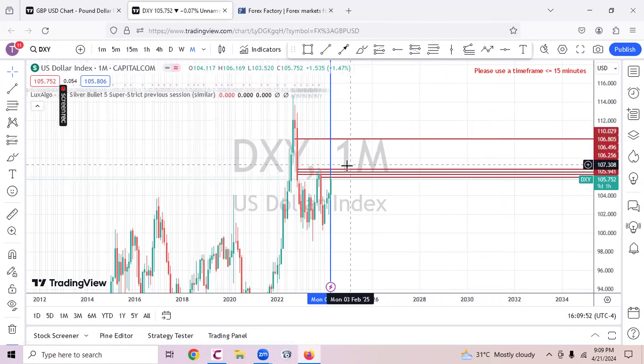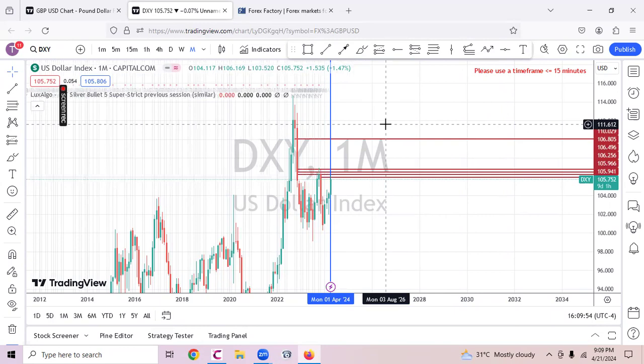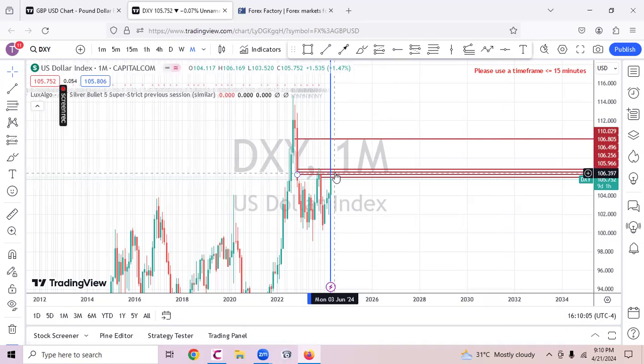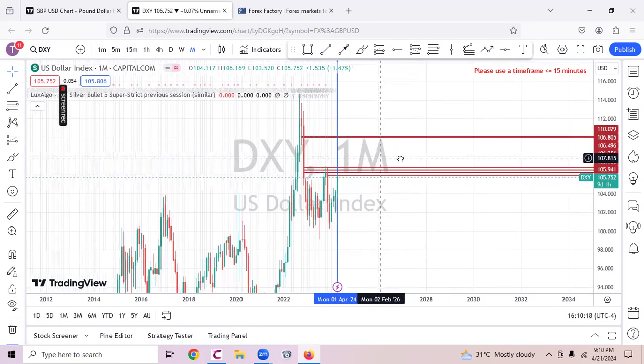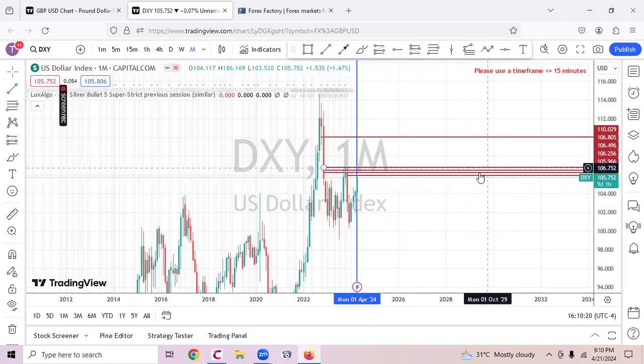I hope you get that. If dollar is bullish, you should expect pairs that have US dollar as the counter currency to go bearish. And if the dollar index is bearish, you should expect pairs that have USD as the counter to go bullish. So we'll start by looking at the US dollar.